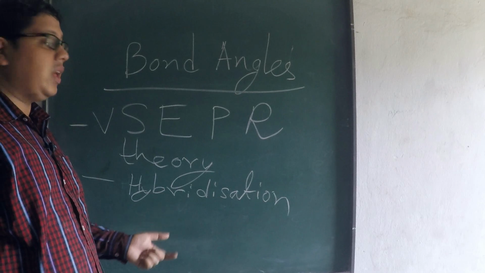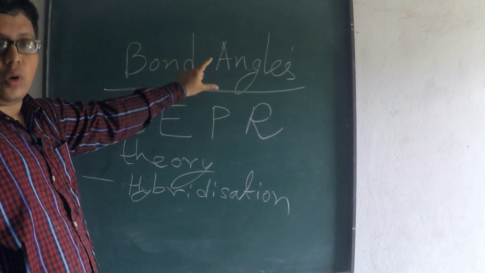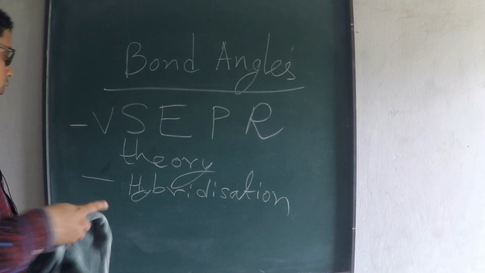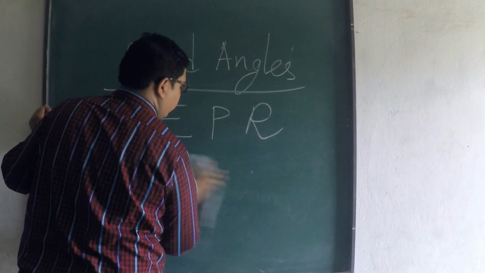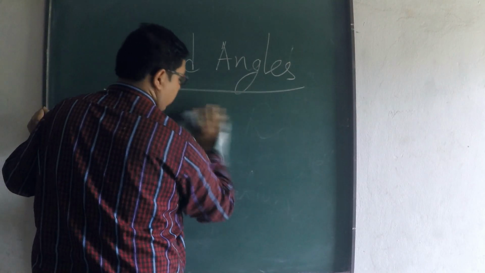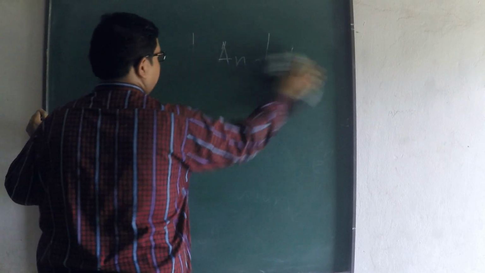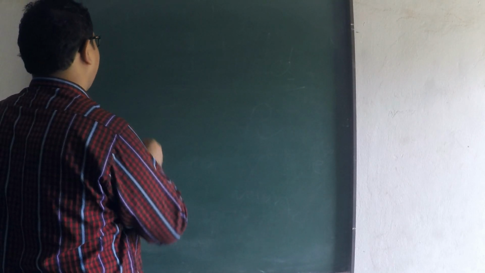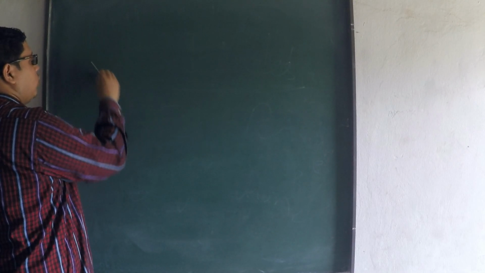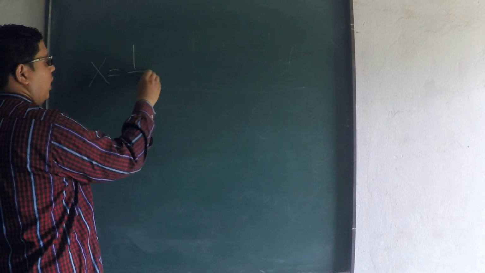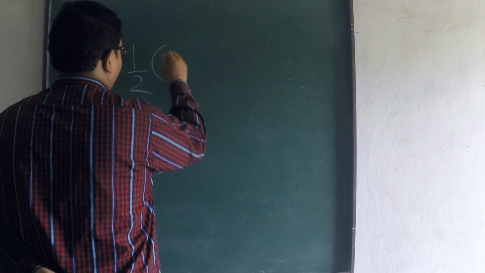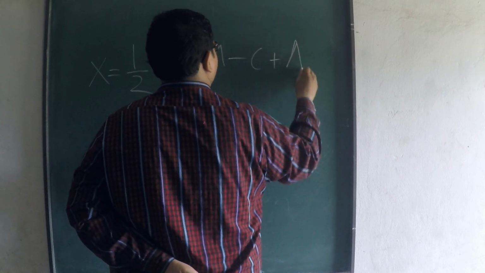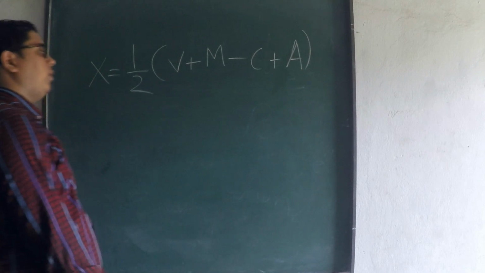So let's first start with hybridization. We are doing this in order to come to the bond angle part, but first we need to recall these concepts a bit. When we are talking about hybridization, the first thing we need to know is how to calculate it. The concept of hybridization itself I'm not discussing right now, because that is a class 11 concept. I'm recalling from class 11 only: how can you find out hybridization? If hybridization is X, you'll have X equals half of V plus M minus C plus A. That used to be a formula in class 11, okay?